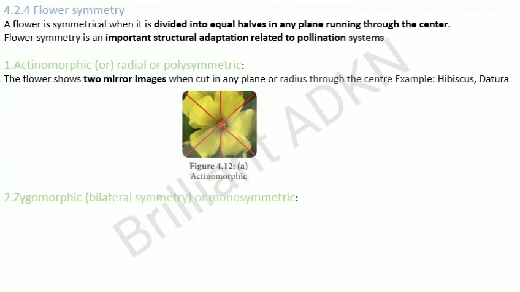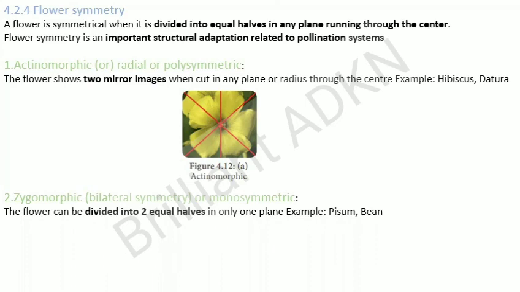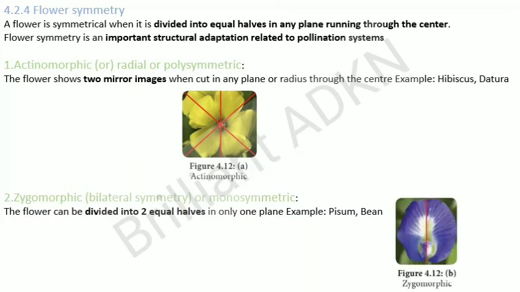Second is zygomorphic or bilateral symmetry or monosymmetric. The flower can be divided into two equal halves in only one plane. Example, pisum and bean. We can divide the flower in only one plane, not in many planes. Another example is clitoria. We can divide the flower into two equal halves in only one plane, so it is said to be zygomorphic.